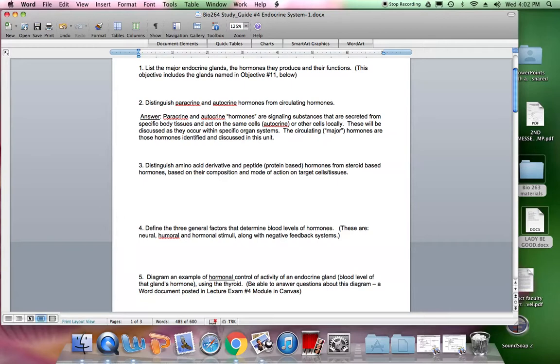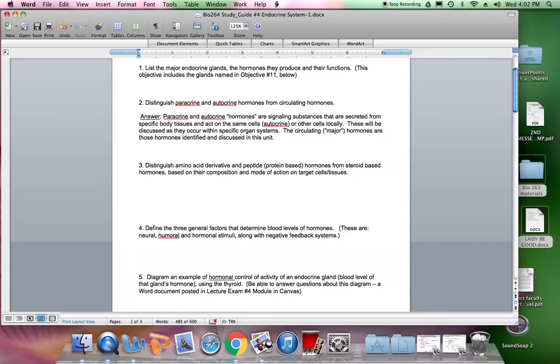And with a steroid-based hormone, it can just go right through the plasma membrane into the cell, binds with the receptor within the cell in the cytoplasm, and then that will actually go right through the nuclear membranes into the nucleus, and will target the DNA at a gene region, and that's how it affects changes in that cell.